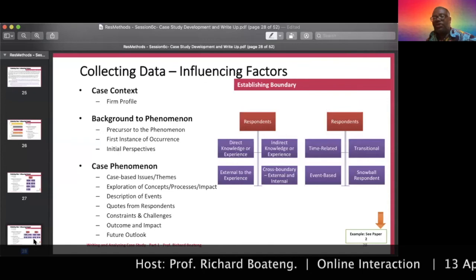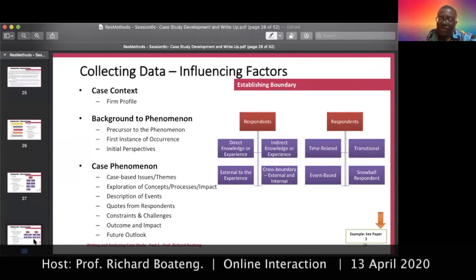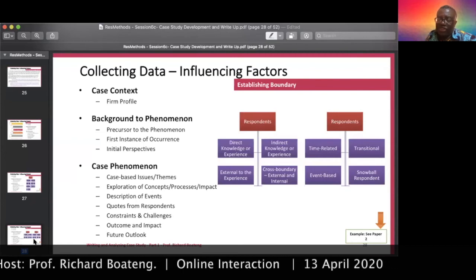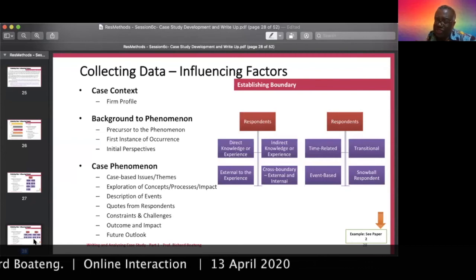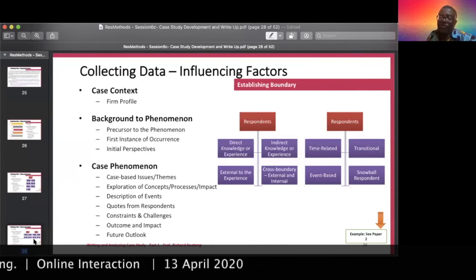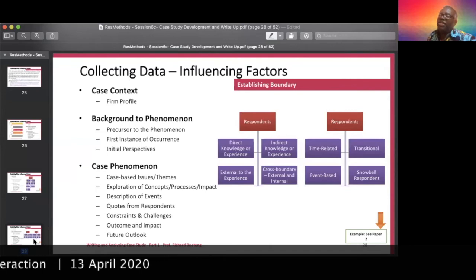Today, they are on it. Tomorrow, they are not on it. So today, they are helping. Tomorrow, they are not helping. And then others may not have much information about the issue, or they have much information about the issue, depending on whether they have a transitional relationship with the issue. I'm going to give more examples about that. Then you have the snowball respondent. A snowball respondent is somebody who was led to you by another person. Somebody led you to that person.